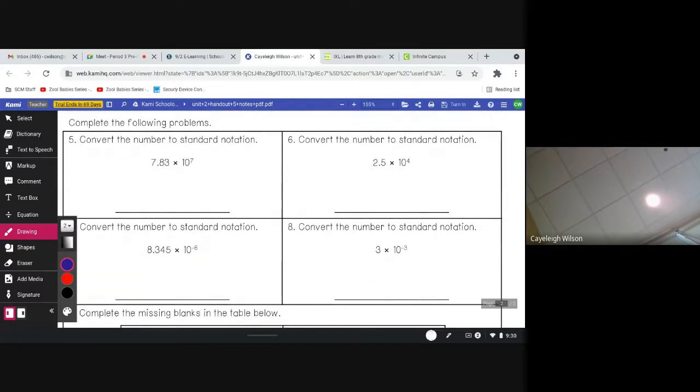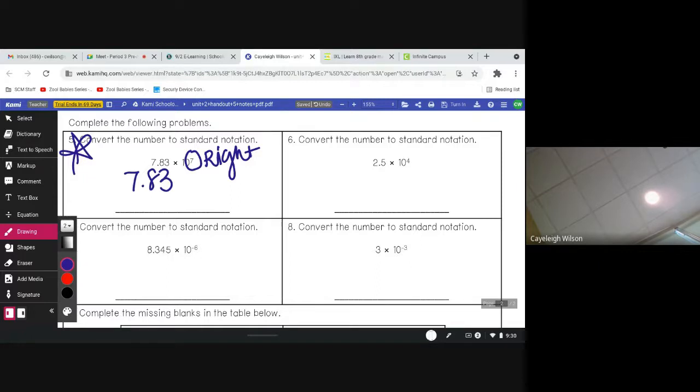All right. So it says complete the following problems. Convert the number to standard notation. The word standard notation means standard number. Okay. So 7.83 times 10 to the 7th. This is the one I'm working on right now. I know that I'm going to have to take that decimal place and move it 7 times. And since it's positive 7, I'm going to move it to the right 7 places. And you are going to fill in zeros because obviously there's not 7 numbers here.